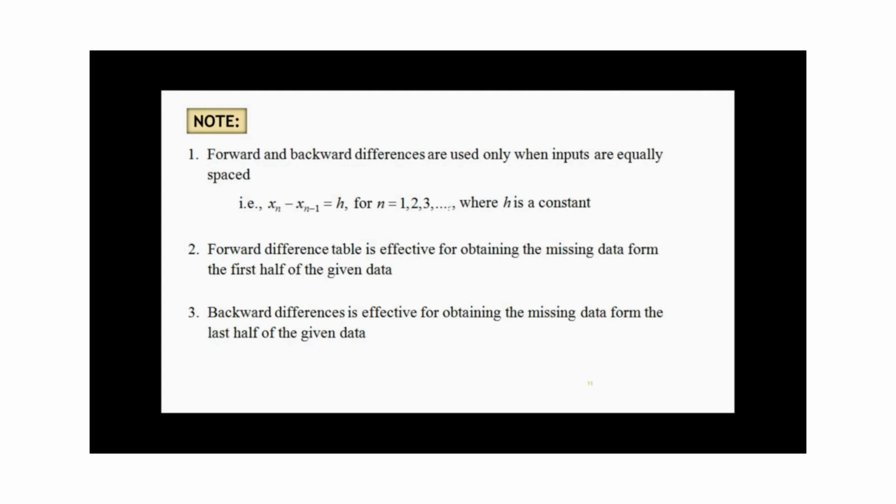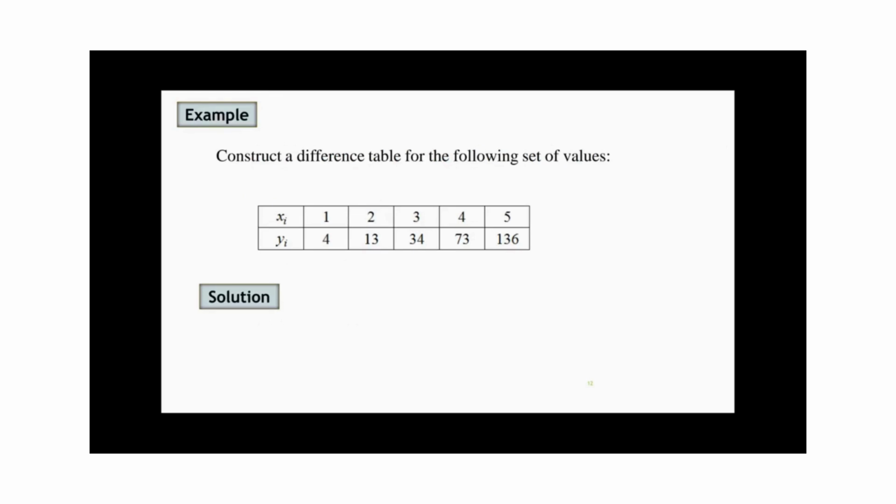Forward and backward differences are used only when inputs are equally spaced. The forward difference table is effective for obtaining the missing data from the first half of the given data, and the backward difference table is effective for obtaining the missing data from the last half of the given data.